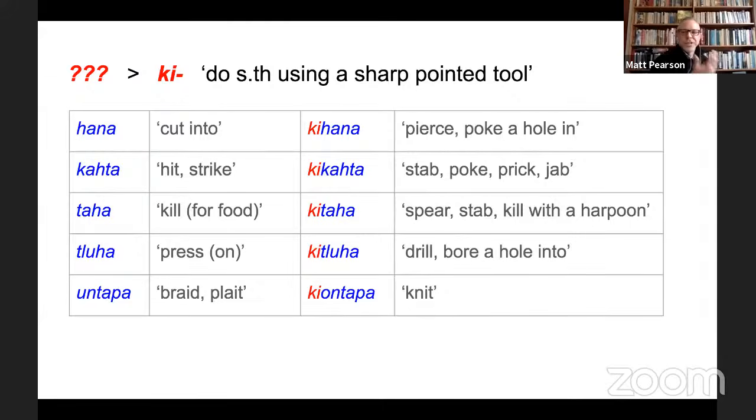From taha, which means to kill something for food, to kill an animal for food, we get kitaha, which means to spear or stab or kill something with a harpoon, and so on. Maybe my favorite is untapa, means to braid or plait, and kyontapa means to braid something with sharp objects. So that's to knit.